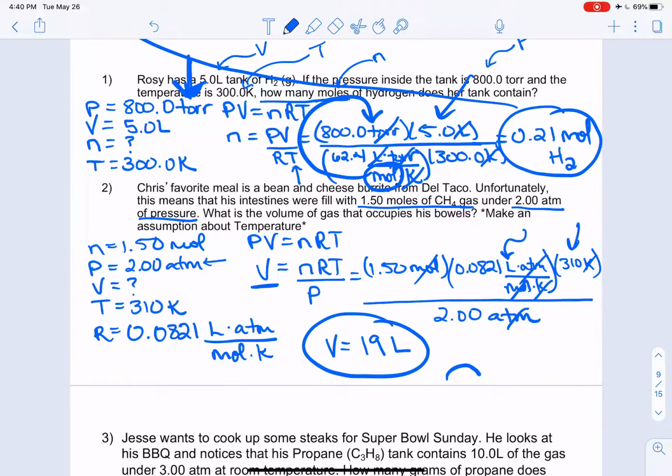And that means that Chris is a very unhappy person because 19 liters of gas is a whole lot of gas. Just think that one of those big containers of soda is 2 liters. So if you had that much gas inside you, you would be in pain or exploding. And that wouldn't be very nice to sit next to Chris while he was exploding.